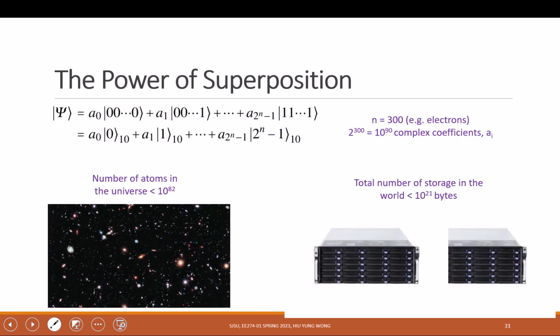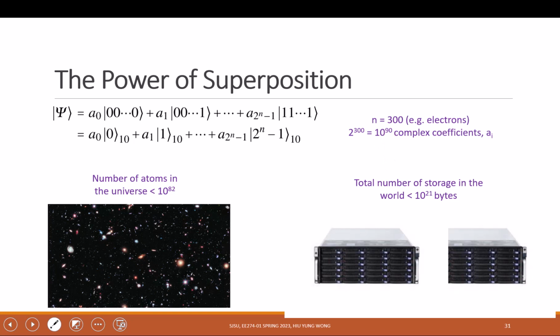Then what does it mean? Well, if I have 300 electrons and I use the spin, each spin can be up or down, and each of them is a basis state. Now I have 300 electrons, so of course it has 2 to the power 300 basis states. If I form a general state, it will be a linear combination of these 2 to the power 300 basis states, which is 10 to the power 90 complex numbers, right?